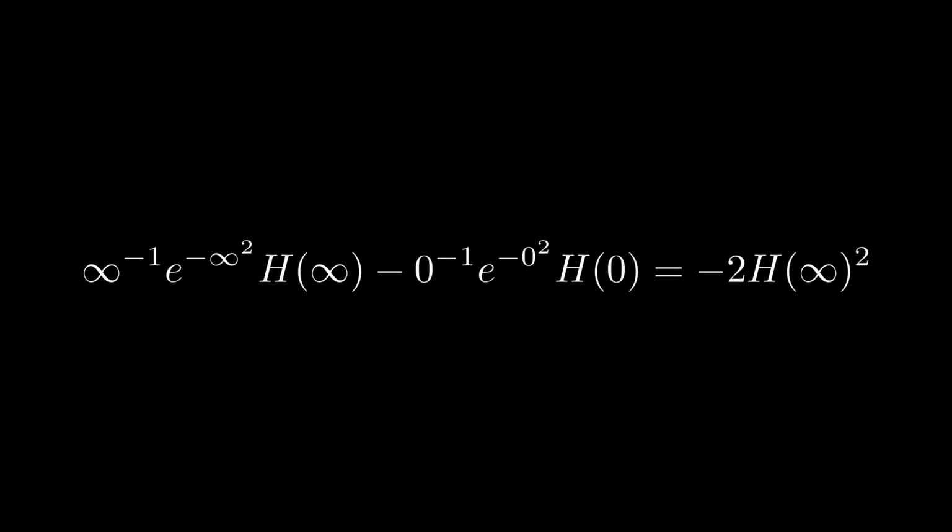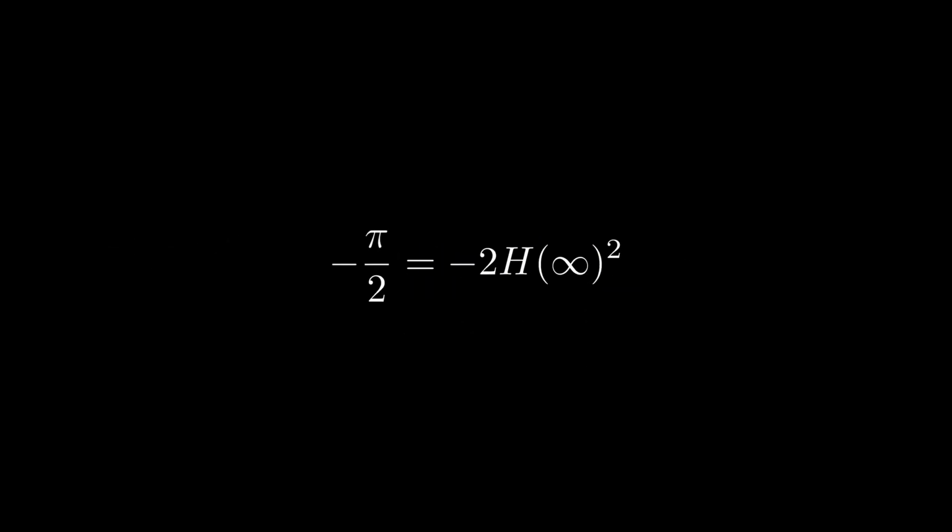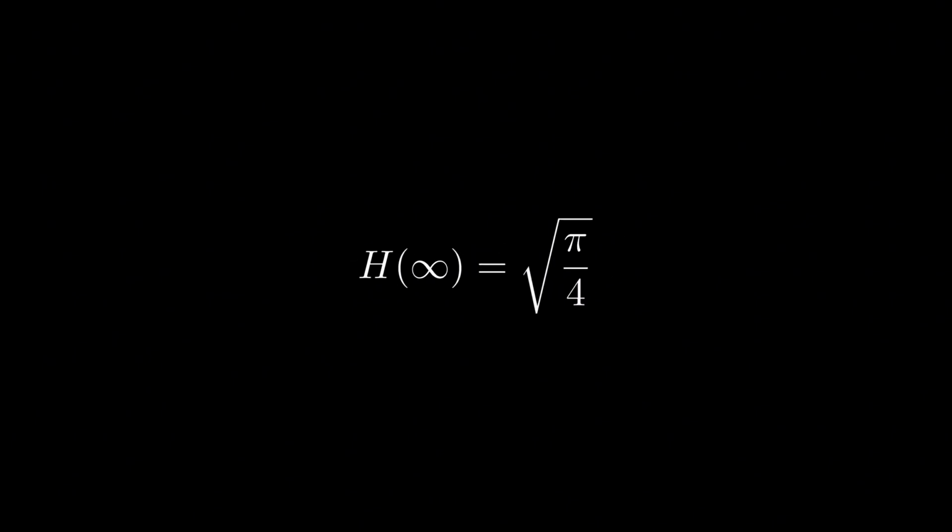Performing the integral, we obtain two terms on the left-hand side. The first term is just 0, and the second term can be computed using the limit we observed at the beginning. H derivative at 0 is pi over 2. Therefore, h infinity is square root of pi over 2, double it, we obtain our final result, square root of pi.